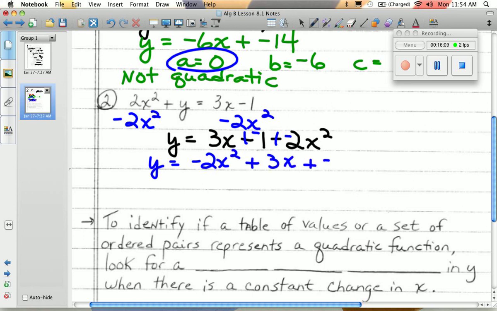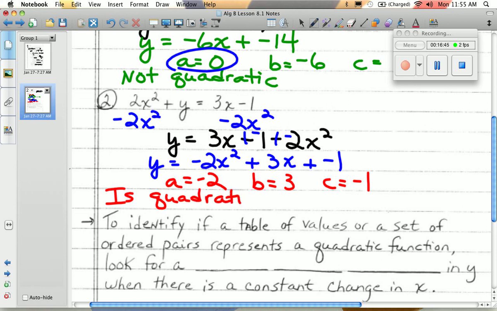So what we're doing is taking polynomials and putting them in standard form. You did that back in chapter 7. That 3x plus negative 1 plus negative 2x squared is just a polynomial, and now we're putting it in standard form. Now we're going to identify our a, b, and c. What's our a this time? Negative 2. What's our b? 3. What's our c? Negative 1. Is this quadratic? Yes. And what's our reason? Right here, we have an a value that's not equal to 0.